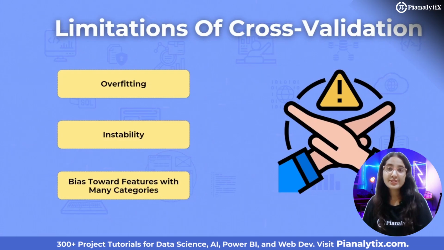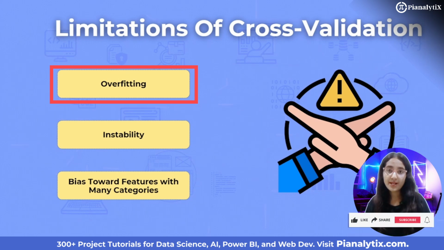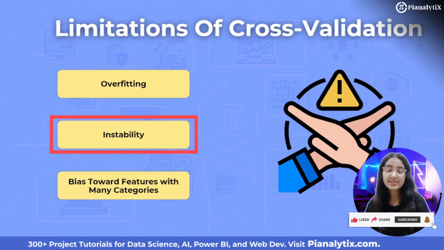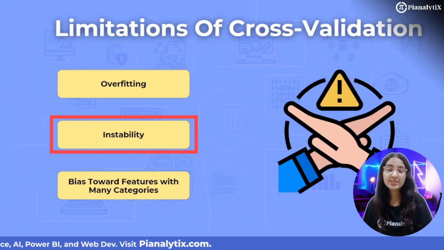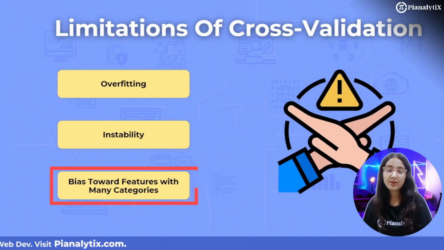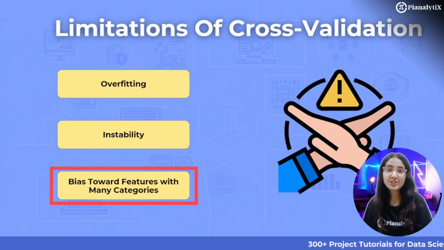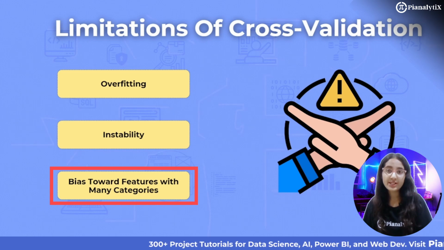But decision trees also have some drawbacks. First, overfitting. Trees can become overly complex, especially when they are deep, capturing noise in the training data and performing poorly on new data. Second, instability. Small changes in the data can result in a completely different tree. Third, bias toward features with many categories. Features with more unique values, like zip code or IDs, can dominate the tree.